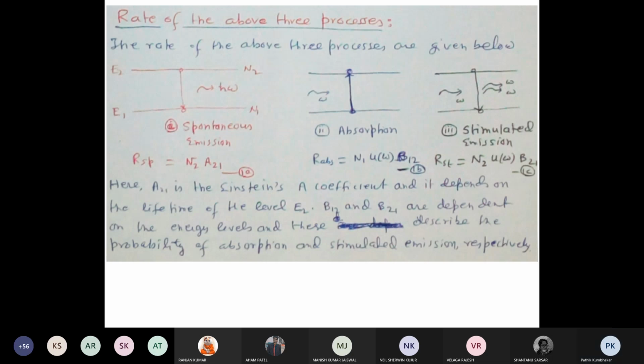In the third case, in stimulated emission, when the photon is incident on an atom in N2, why will it always come back to the lower state? It can also go to a higher state with the energy it gained.